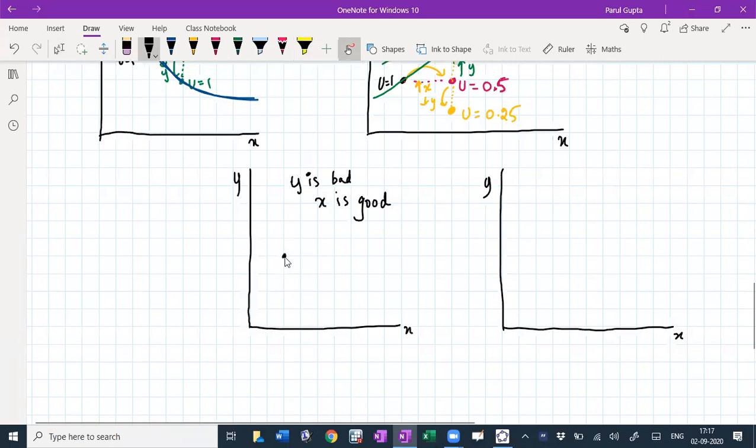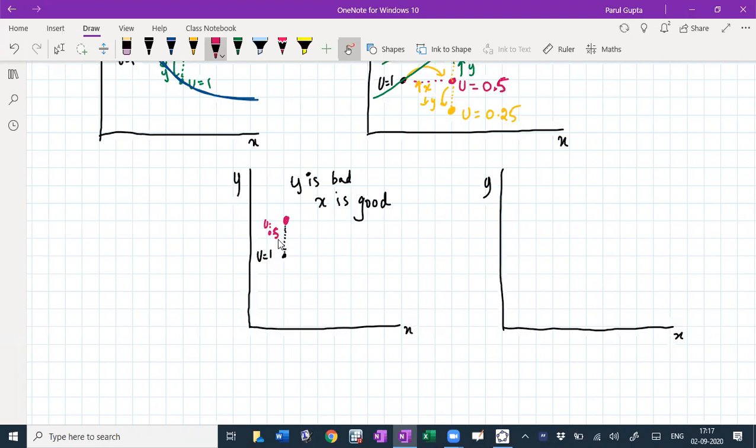So let's start from a point here, u equal to 1. Now if I go in, you'll have to choose a different direction in this case. So let's start by going in this direction. If you reach this point, now are you happier or worse off? Worse off, because it's the same x and the bad commodity has been increased. So u equals 0.5.